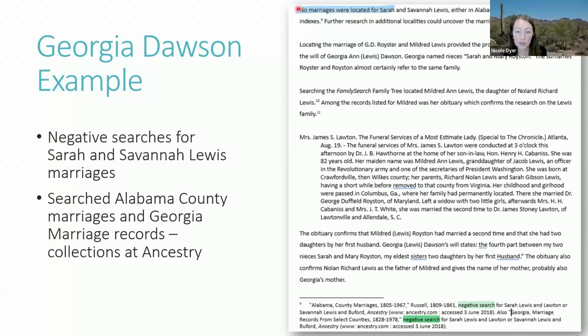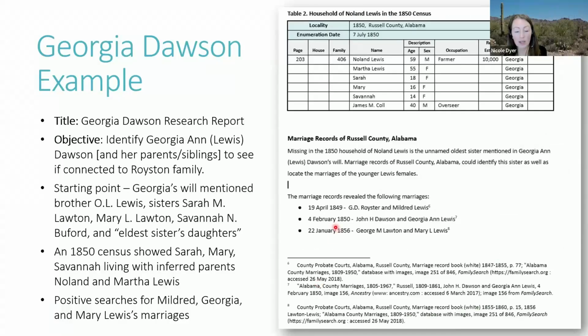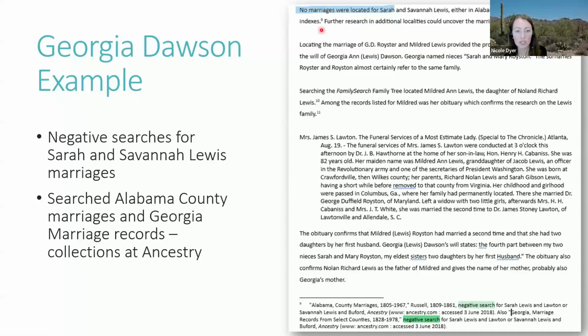So it was good to include that she did search for these sisters, because if she had left this out and only showed the positive searches, maybe in the future she would have wondered, why didn't I find the other marriages? And she might have repeated that search. So it's good to include that you didn't find them and save yourself some time repeating the research.